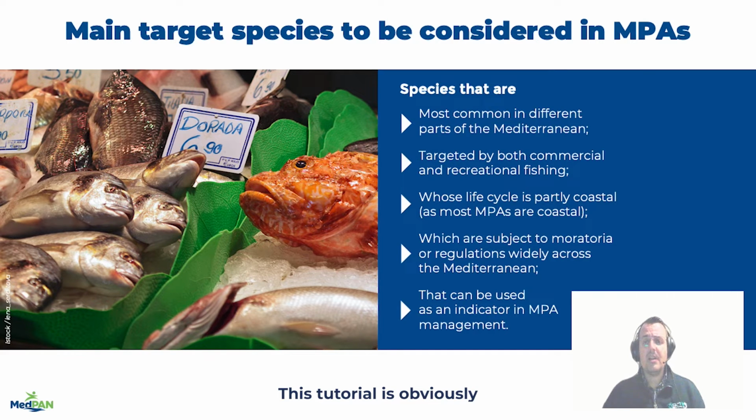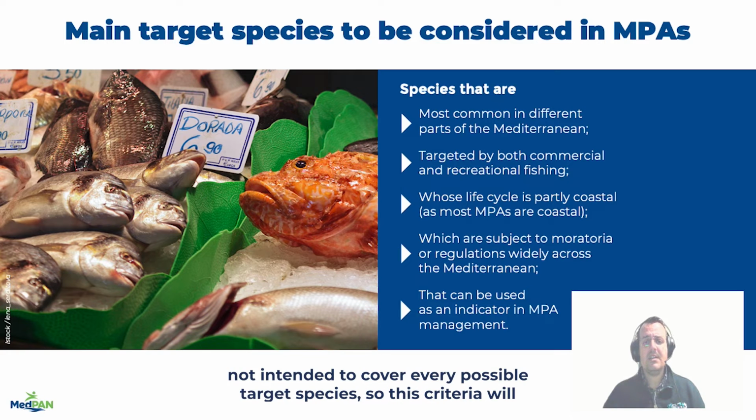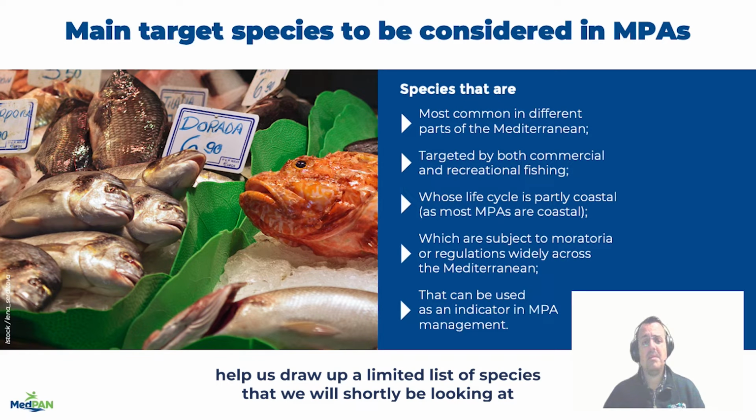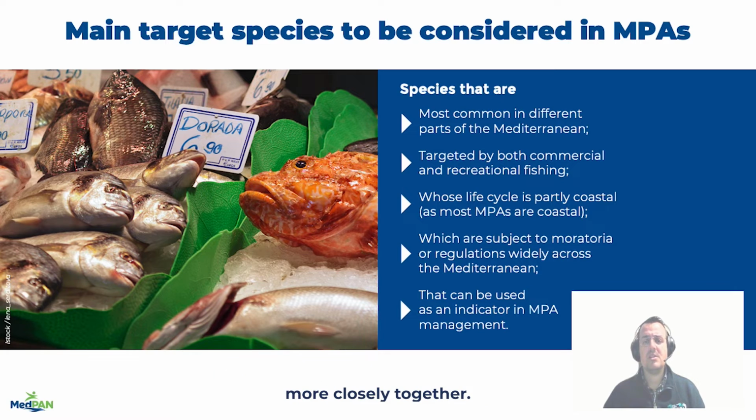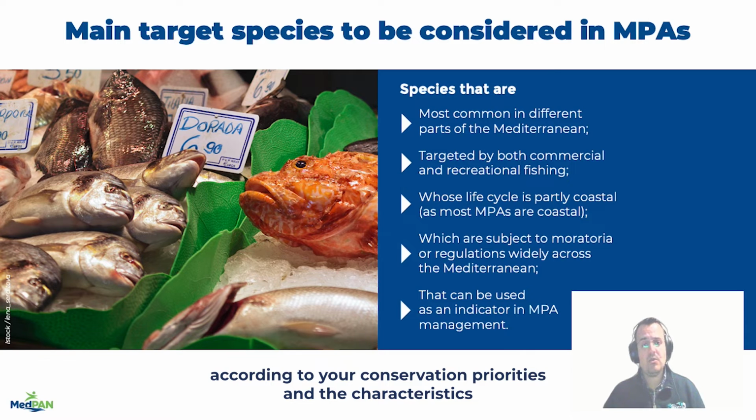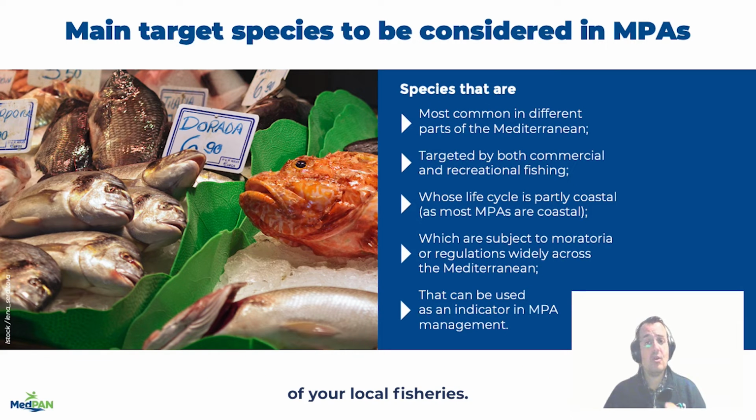This tutorial is obviously not intended to cover every possible target species, so these criteria will help us draw up a limited list of species that we will shortly be looking at more closely together. But as MPA managers, you should monitor your own list of target species based on your own criteria, according to your conservation priorities and the characteristics of your local fisheries.